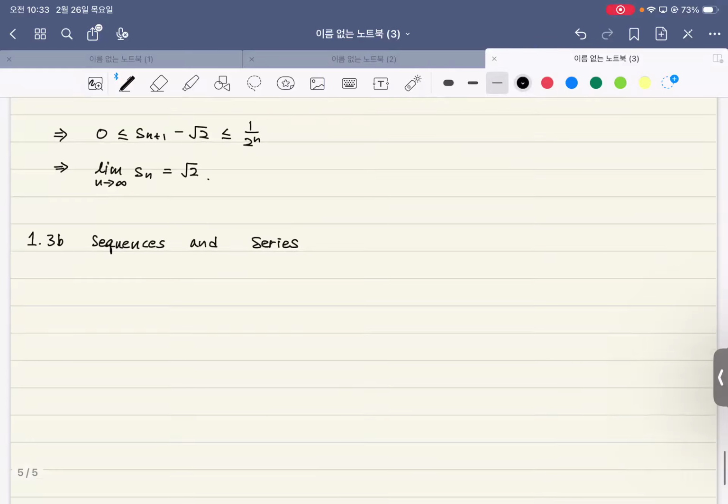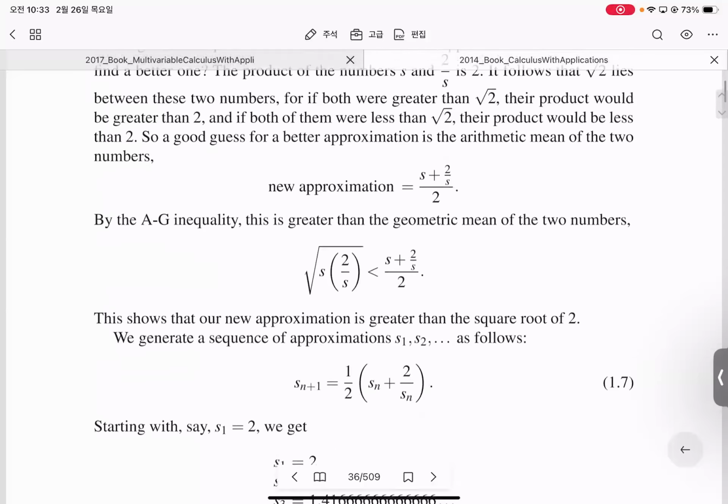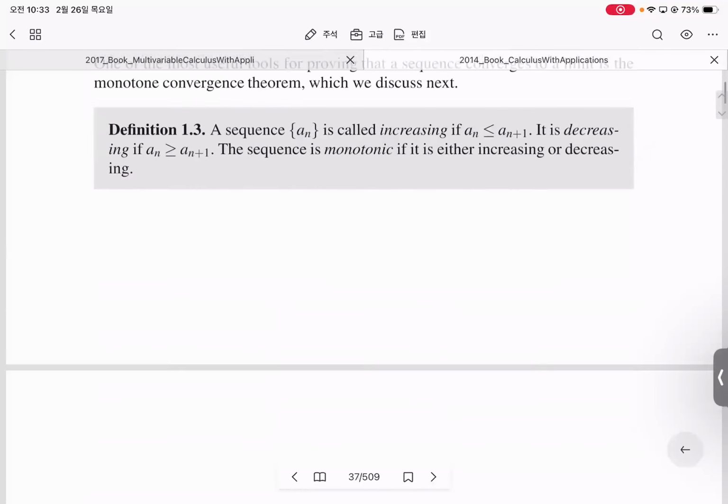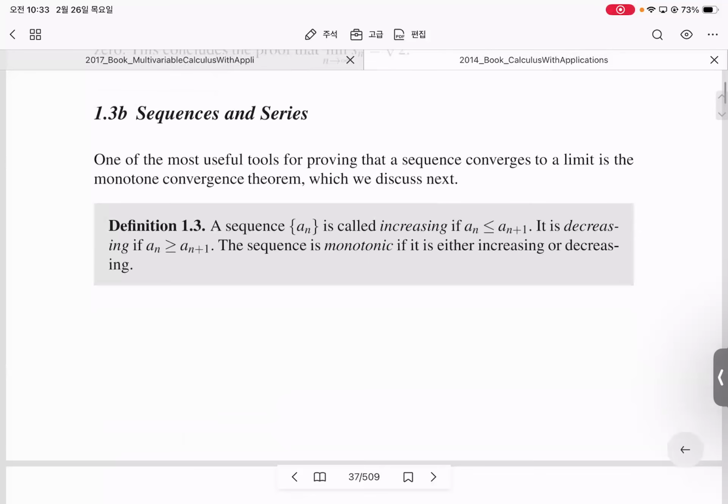Okay, now the next section. We will talk about monotone sequences, the monotone convergence theorem.